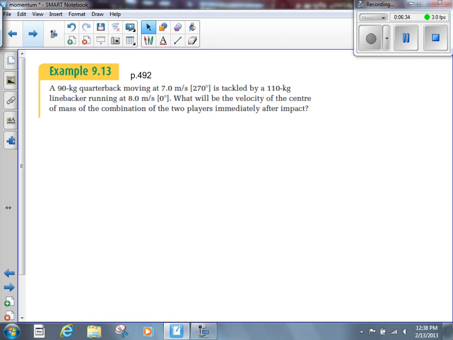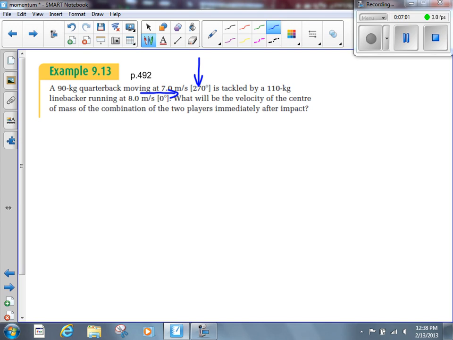A 90-kilogram quarterback moving at 7 meters per second at 270 degrees. That notation doesn't make a lot of sense to us, so I'm going to draw that up for you here. If it's moving at 270 degrees, it's moving downward. It's tackled by a 110-kilogram linebacker traveling at 8 meters per second at 0 degrees. If it's 0 degrees, it's traveling to the right. You don't really need to know that, I'm just telling you what the 270 and the 0 degrees means.